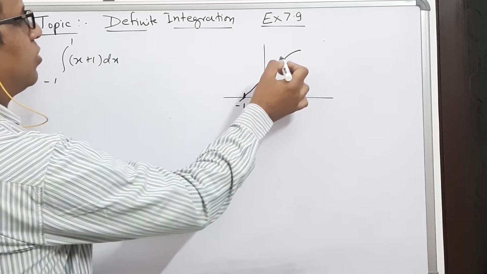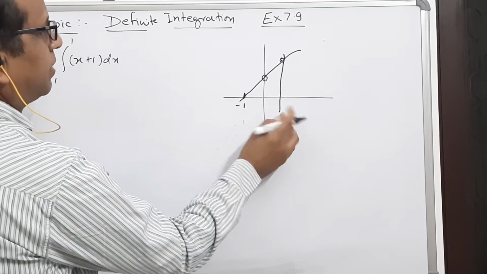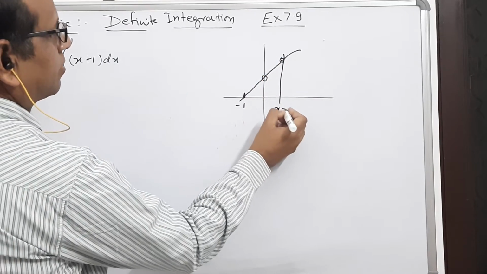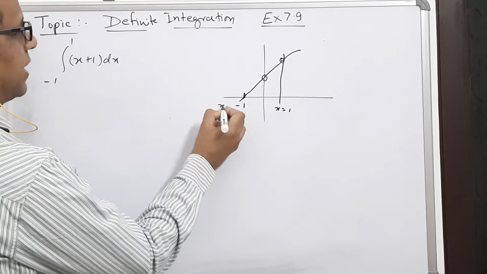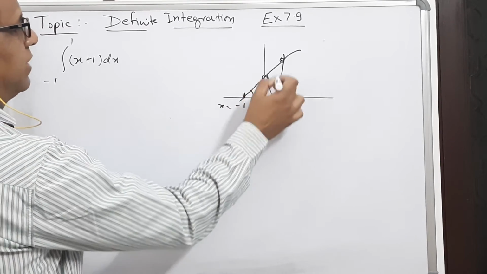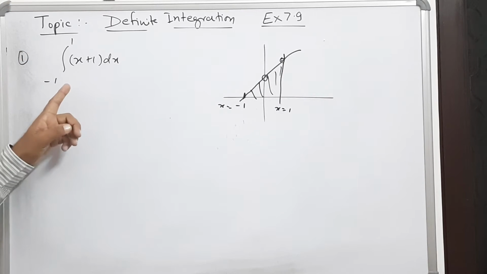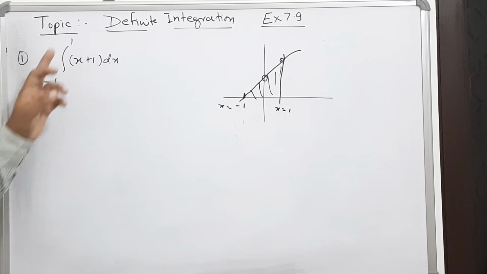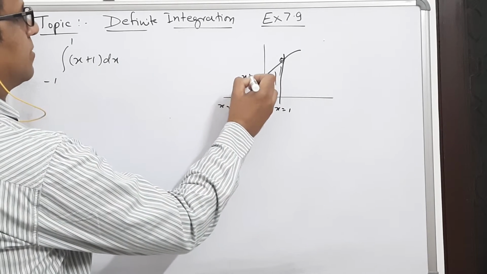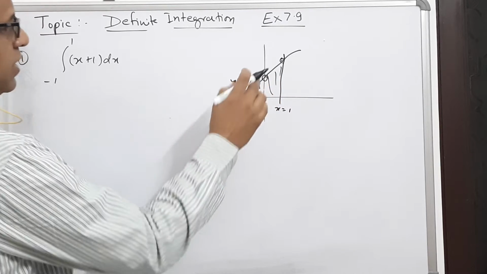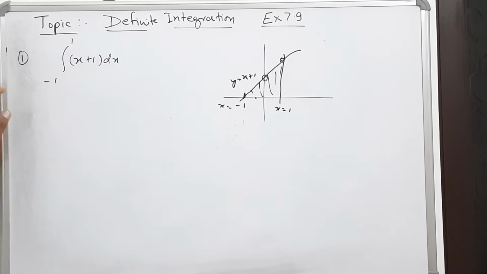So we have to find out what is the area between the curve from minus 1 to plus 1. This is x equals minus 1. So we have to find this area. This is the geometrical meaning of this, minus 1 to 1. Now one way is that we draw the graph of f(x), y equals x plus 1, and we find the area. And second, we can use the definite integration.